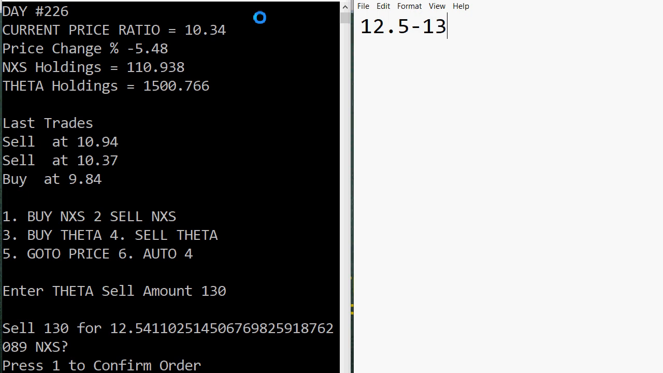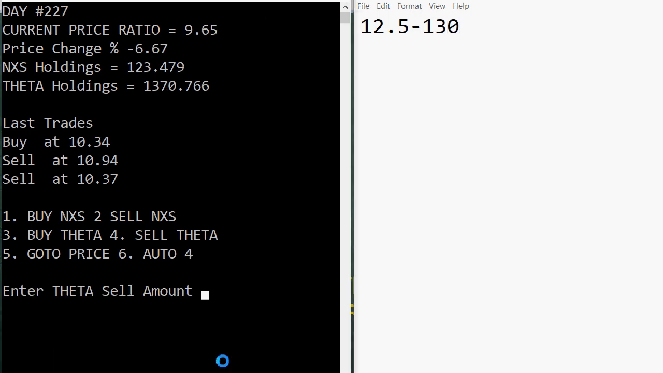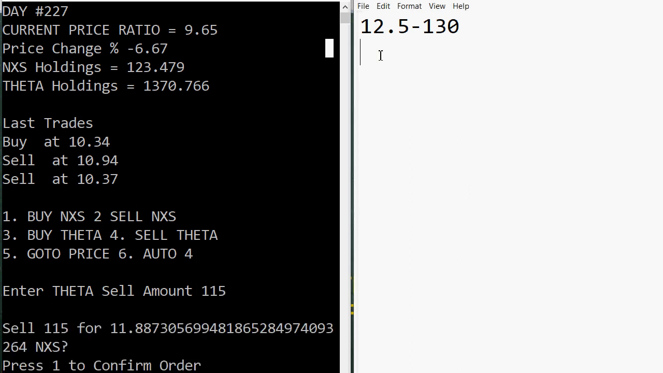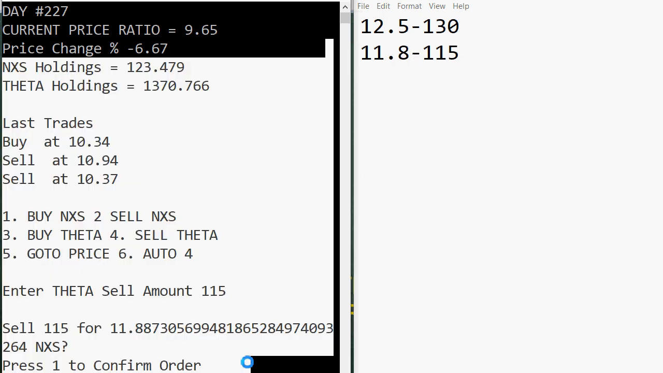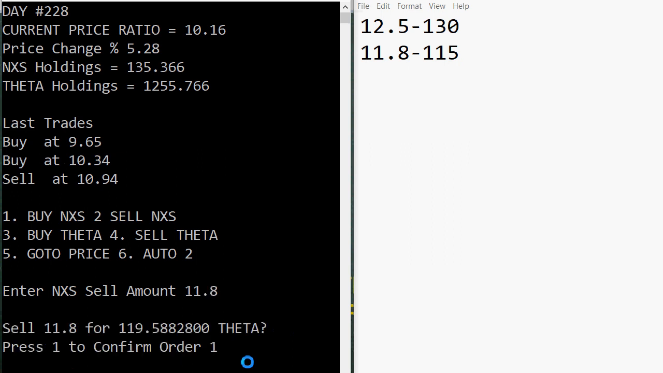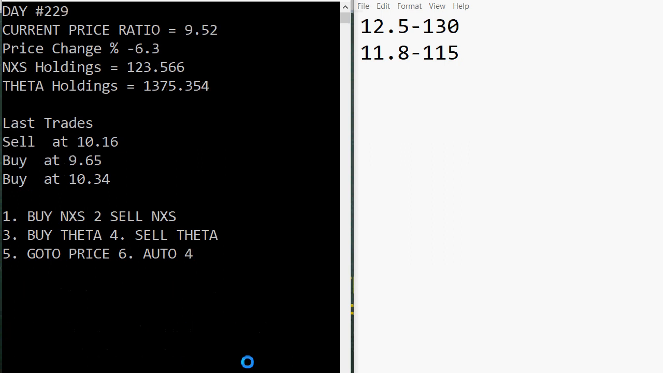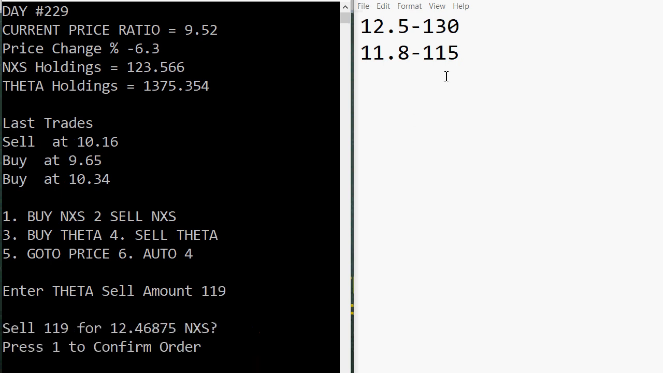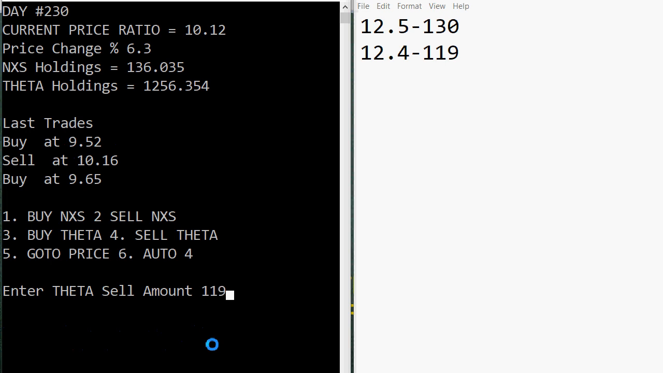And 12.5 and 130. It's boring, but you know what? This is strategy that works. Let's do 115 on the sale, which is 11.8, and sell that and pick up 119, and that will now be 12.4. And if you get like 10, 20 buybacks in a row, that could just be sick because the numbers.